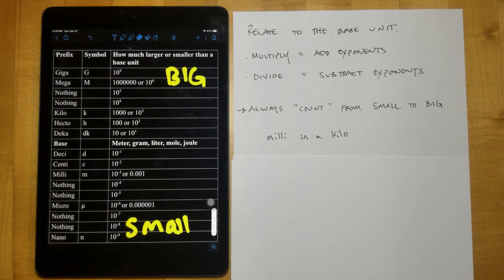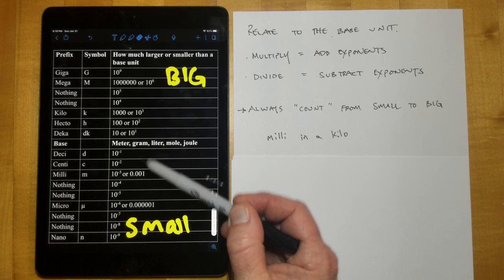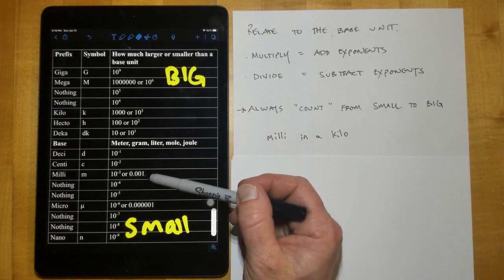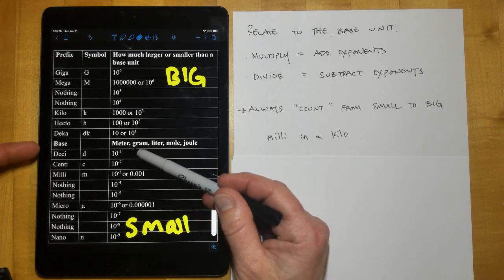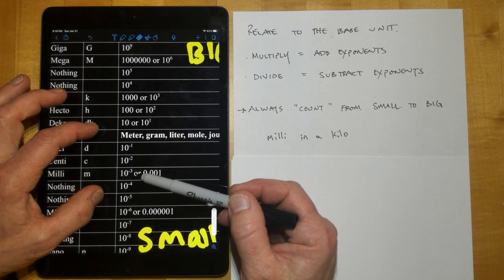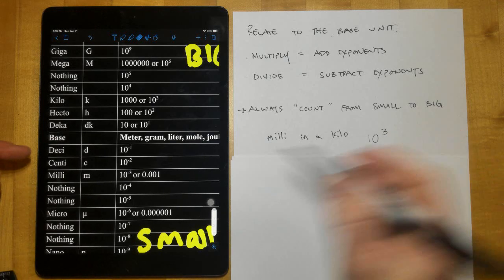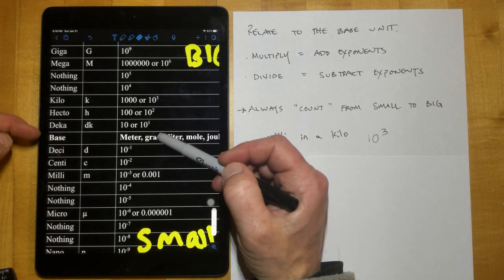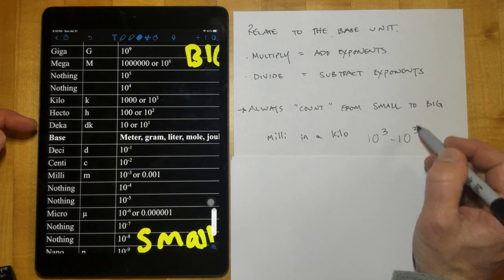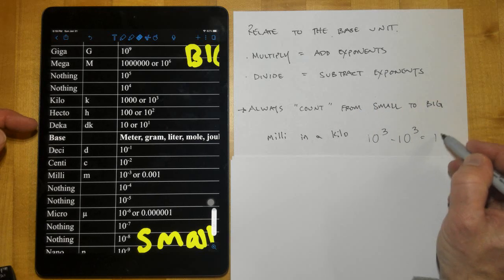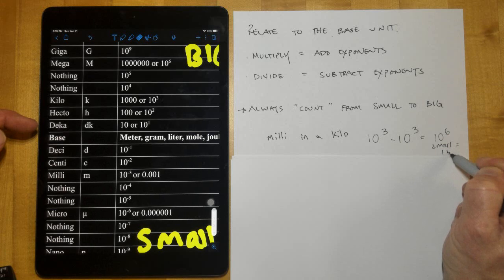Here's how many millis are in a kilo. So here's milli, that's my small unit. Here's my kilo right here. And if I just look at the exponent right here, it's 10 to the 3rd to get to a base unit. See the number right there, 10 to the 3rd to get to a base unit. That would be from milli to base. And then going from base to kilo would be another 10 to the 3rd. And then when you multiply those two together, add the exponents. So there'd be 10 to the sixth of the small unit in 1 of the big unit.